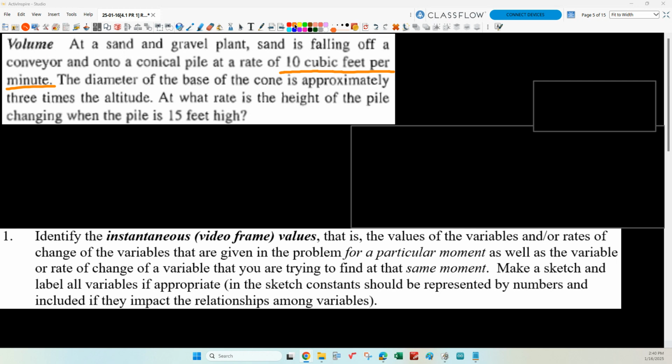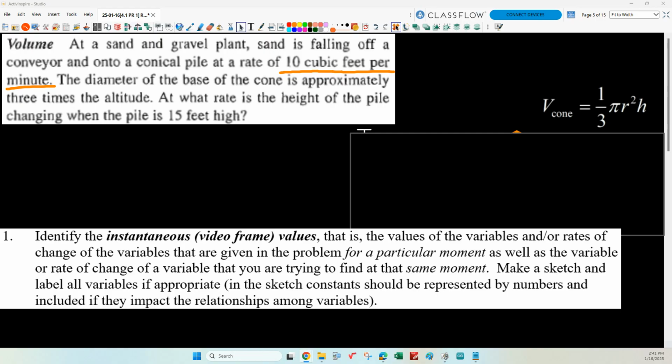It says the diameter of the base of the cone is approximately 3 times the altitude. At what rate is the height of the pile changing when the pile is 15 feet high? So you can already see that the parent equation here is going to be the volume equation for a right circular cone. How many variables are we doing? V is a function of 2 variables, r and h there, right? So if I do this derivative, that's going to be kind of a pain. I'm going to have to do a product rule there. Does that sound fun?